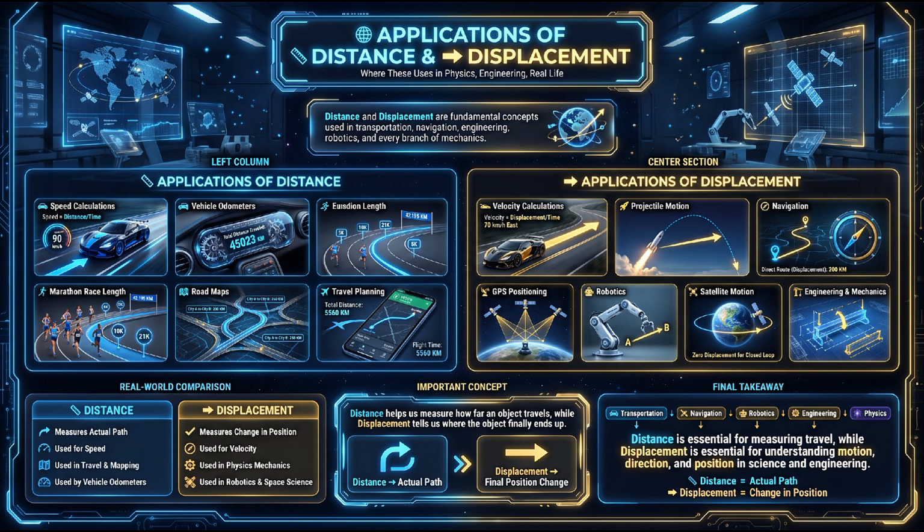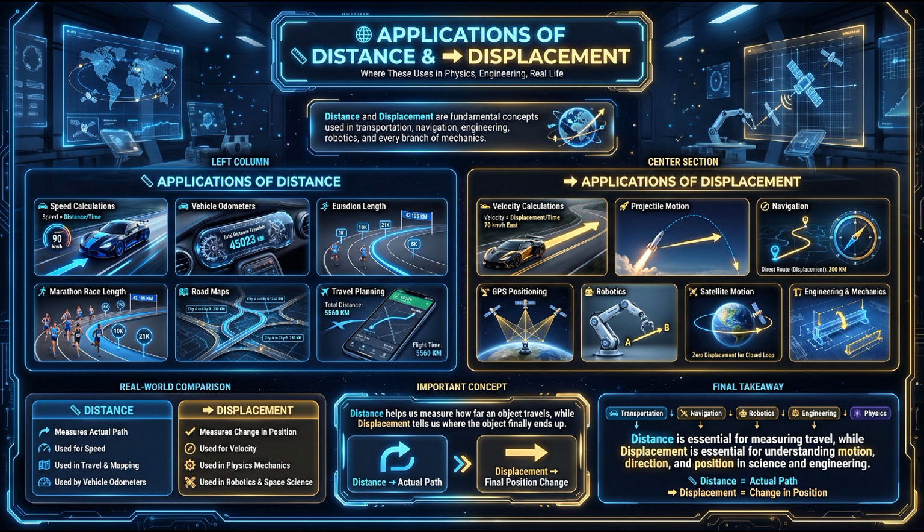In the field of robotics, robotic arms and autonomous machines use displacement to move precisely from one position to another. The control system calculates how much the robot's endpoint must change in position rather than simply measuring the path traveled.